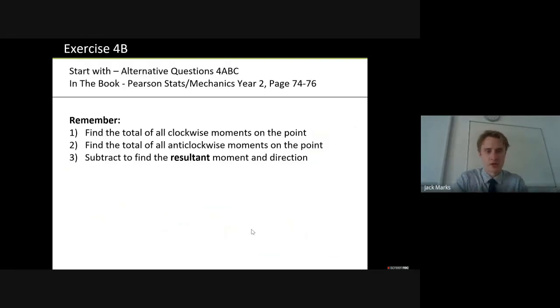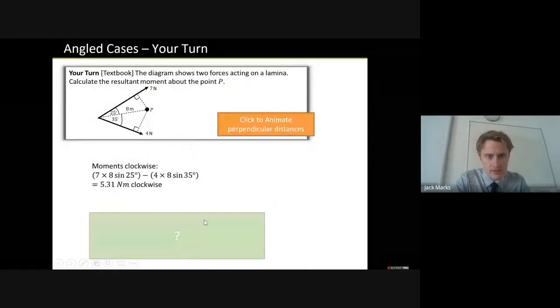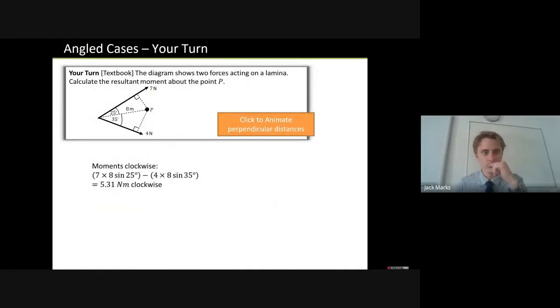Okay, so assuming that you've had a go at this, at that one there, this is what we should end up with. So included angle, this is called the included angle. So that's going to be 8 sine 25 times 7. That's it. That's the moment for this force done.